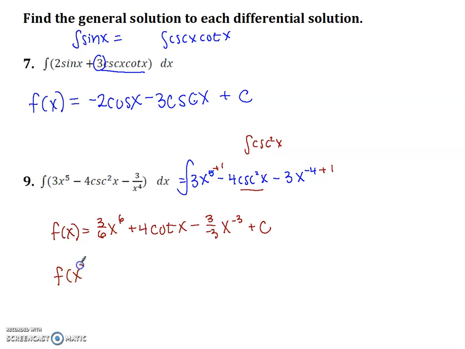And then we're just going to reduce what we can and get rid of any negative exponents by moving them back to the bottom. So this will be 1/2 x to the 6 plus 4 cotangent of x, negative 3 divided by negative 3, that's going to be positive 1, and then I'm going to move the x to the bottom, so that'll now be 1 over x cubed plus c.